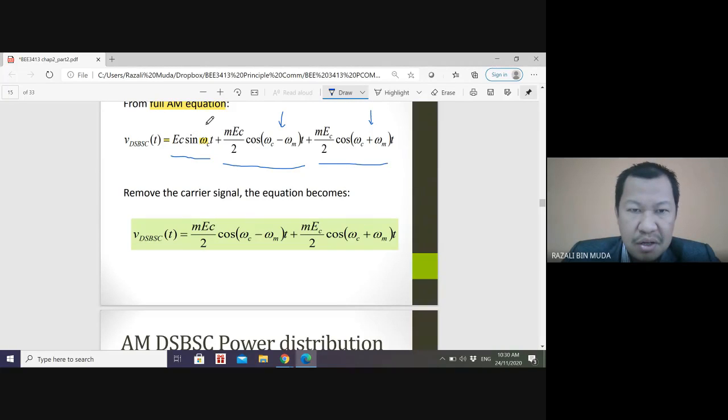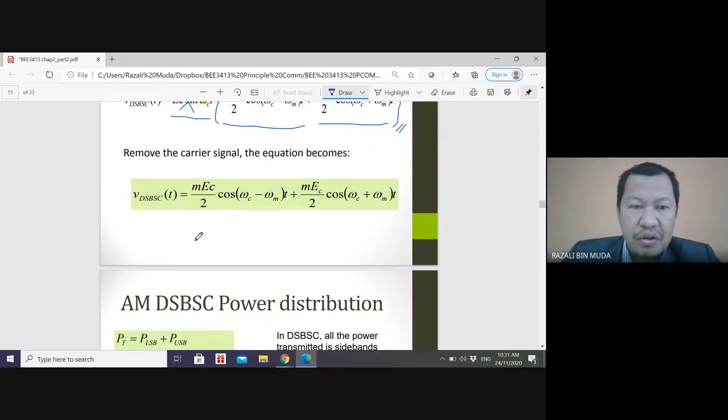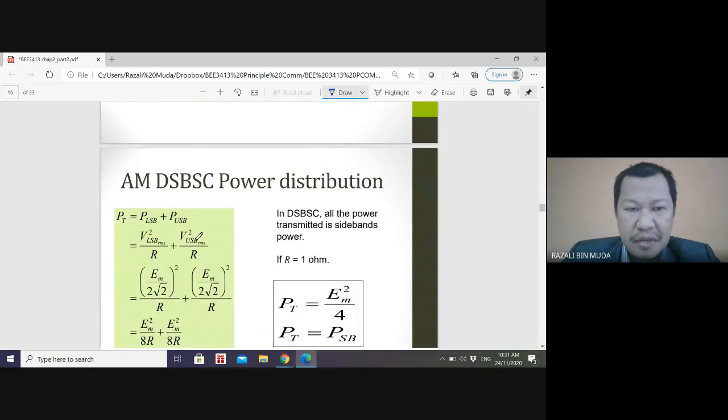You remove this carrier signal. So the double sideband suppressed carrier becomes this equation: V DSBSC equals mEc over 2 cos (omega C minus omega M) t plus mEc over 2 cos (omega C plus omega M) t, this part only. Now you got the equation for double sideband suppressed carrier.